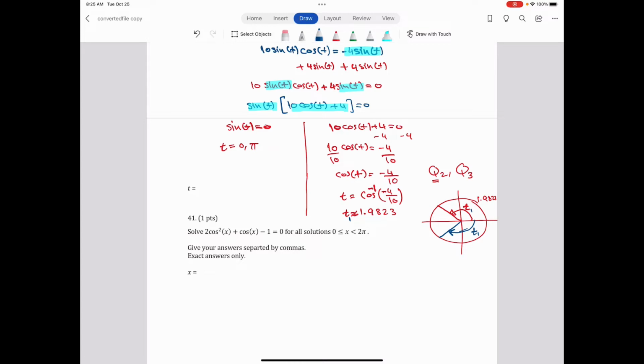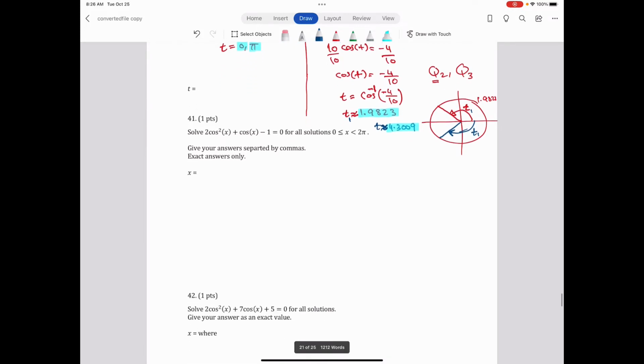So I'm going to say 2 pi minus the answer, and I will get 4.3009. So all of the answers are 0, pi, 1.9823, and 4.3009, and all of these are rounded to 4 decimals. So that is question number 40.